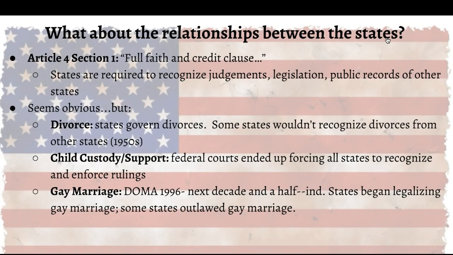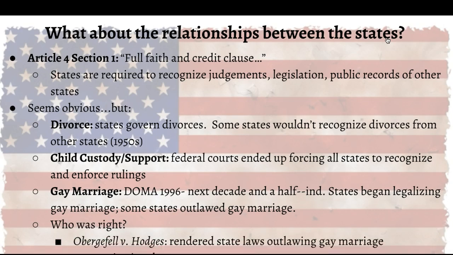And so we're going to see a Supreme Court decision handed down in 2015, right? Obergefell versus Hodges. It rendered state laws outlawing gay marriage unconstitutional. And so when a Supreme Court decision is handed down and it renders a state law unconstitutional, essentially it becomes legal in any state. And so any state that had passed a ban on gay marriage essentially had to overturn their laws and start issuing marriage certificates to gay couples.